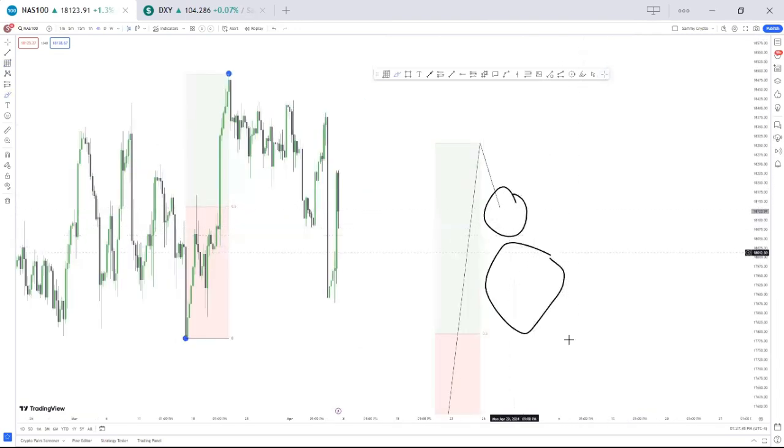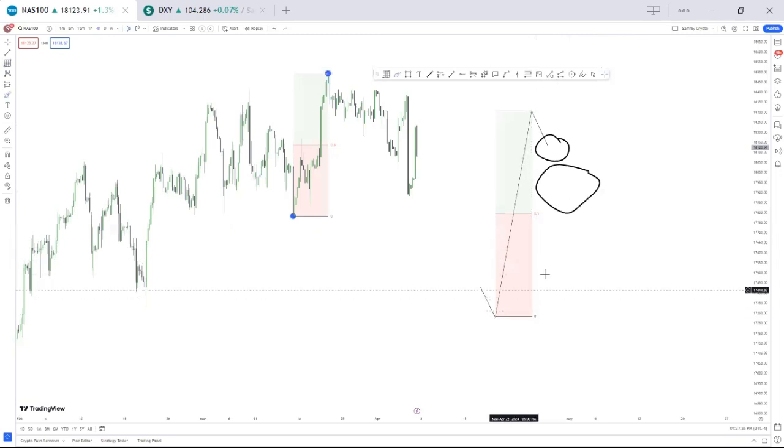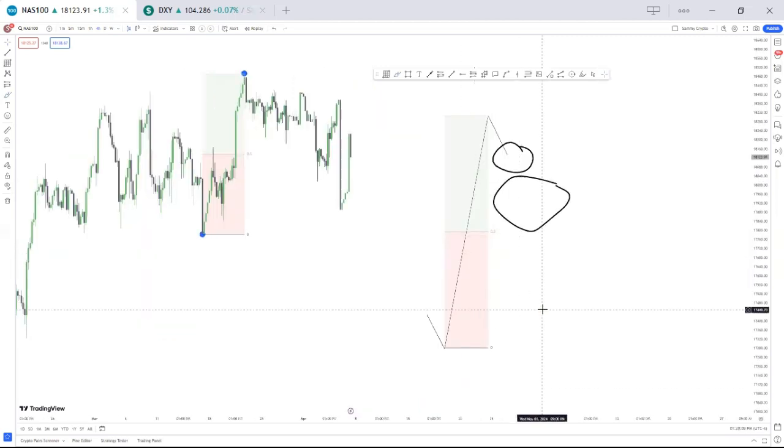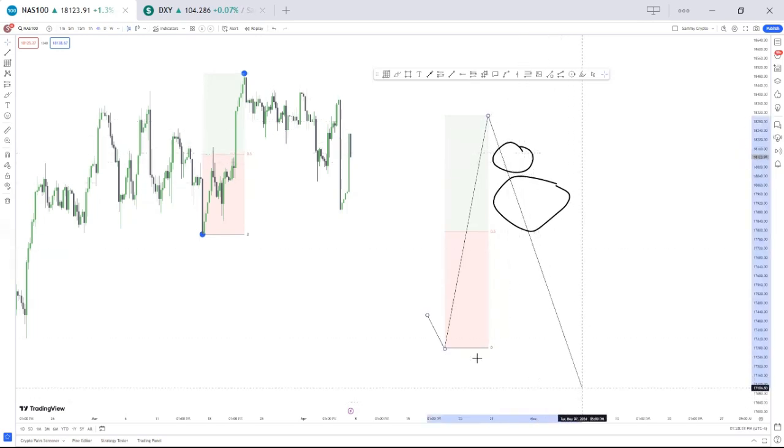What do you want to do? You want to buy at a discounted level. It's almost like economics. It's very, very simple. You want to buy at the discount level, and when price gets to the discount level, you buy. Now, this is where the problem comes in, because most of the time price could just come down to the discount and break this low.